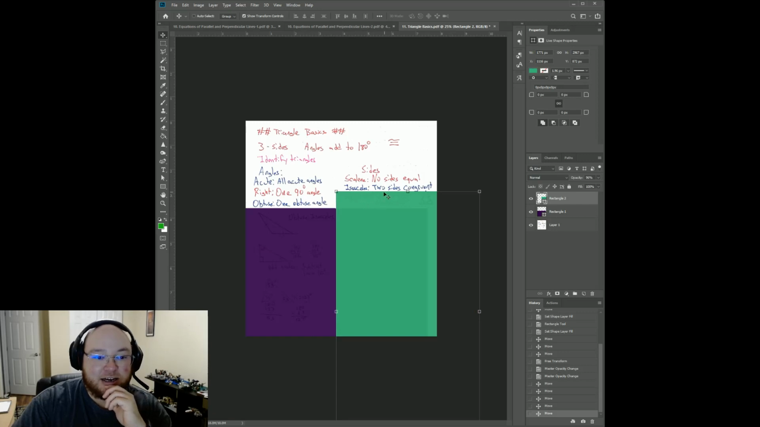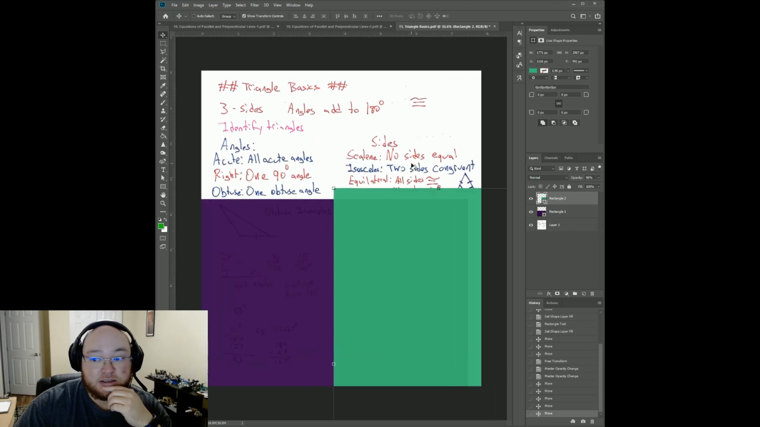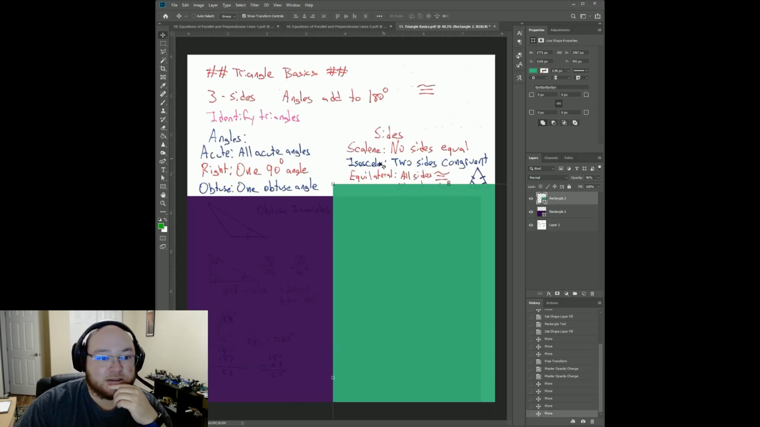Isosceles means two sides are congruent, so two sides are the same. Iso means the same, and isosceles means the legs, so it basically means two legs the same. And then an equilateral triangle has all sides congruent. And this is what I put up here, that is the symbol for congruent. I don't know why ours have this so small. Congruent. And all the angles are 60 degrees.